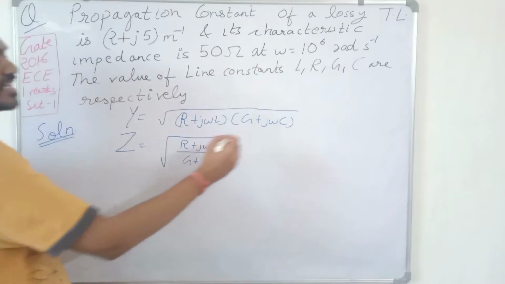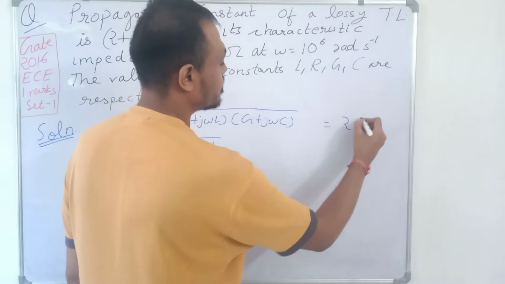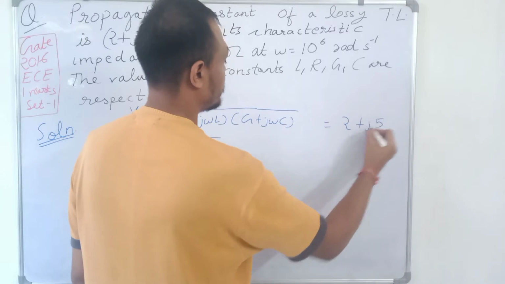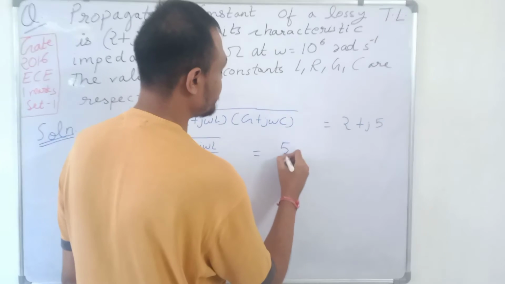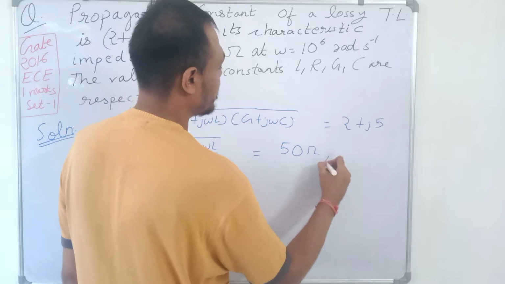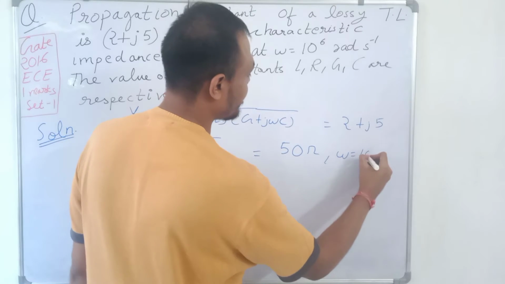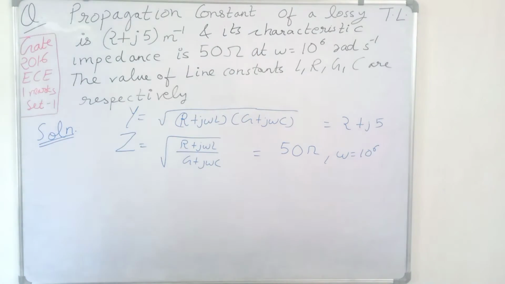So the propagation constant is given as 2 plus j5, and the characteristic impedance is given as 50 ohm, and omega is given as 10 to the power 6 radians per second. So we have to find the values of L, R, G and C. This is a very easy question.